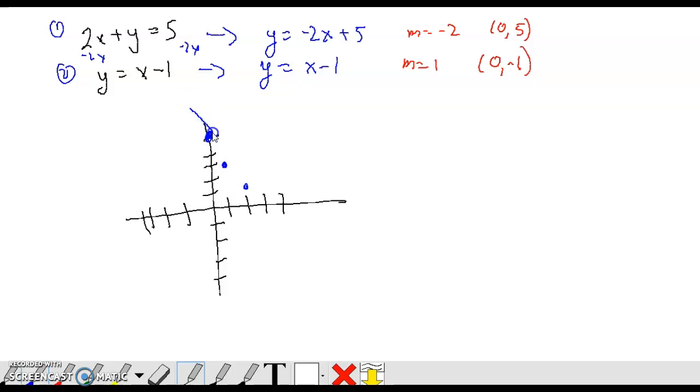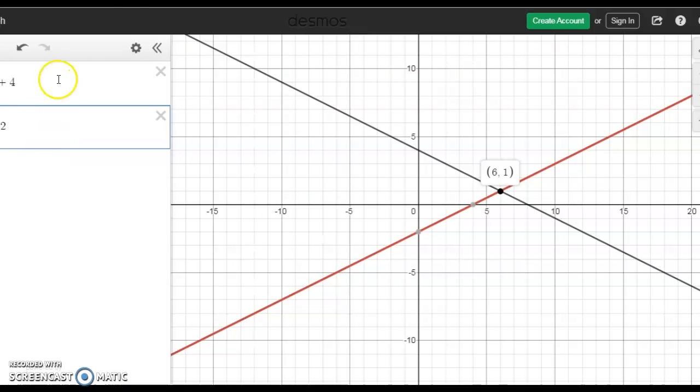So best of my ability. Oops. Probably looks something like that. And then I'll do the red graph right here. Up 1, over 1, up 1, over 1. So the point should be 2, 1. But let's just double check on Desmos to see if I was correct.